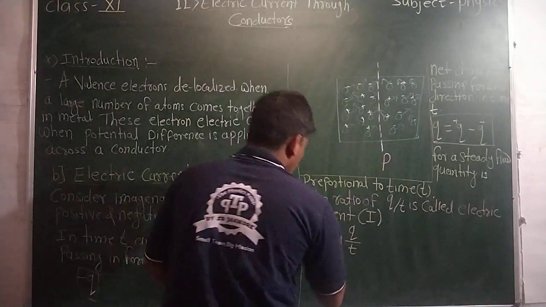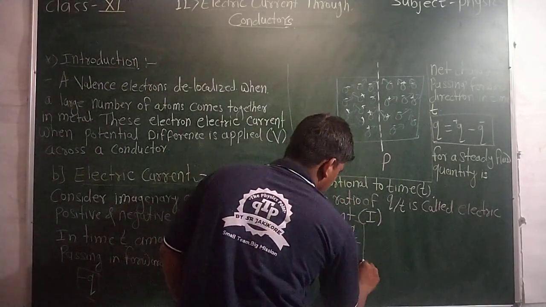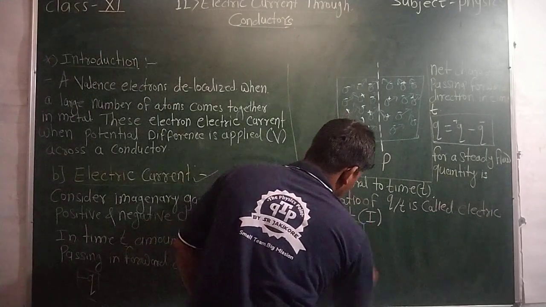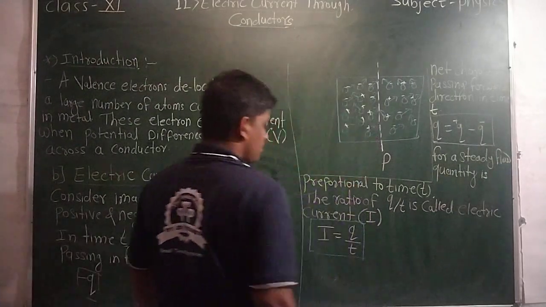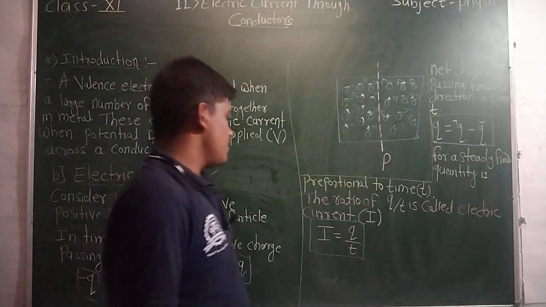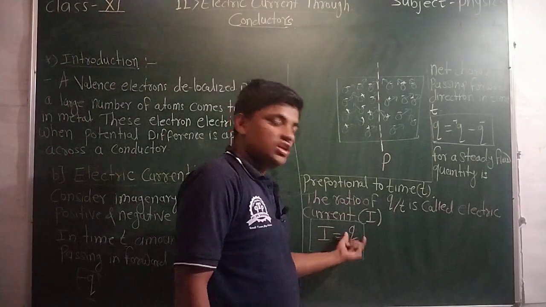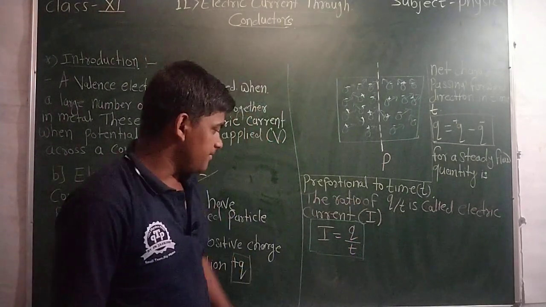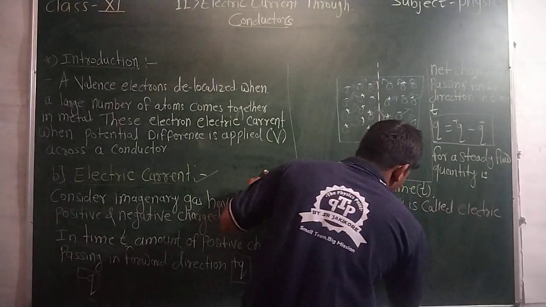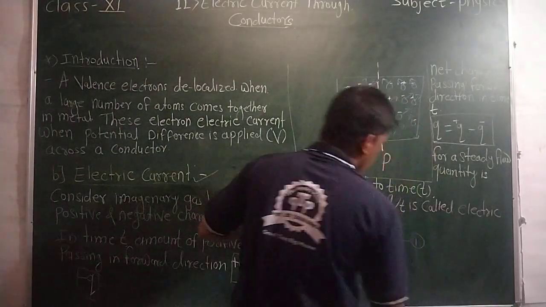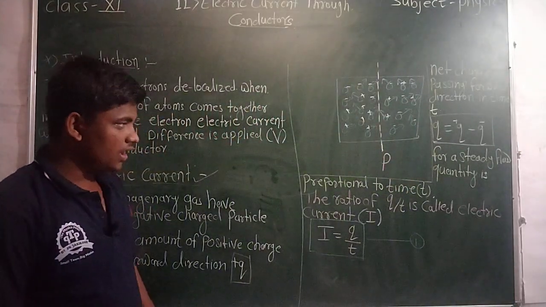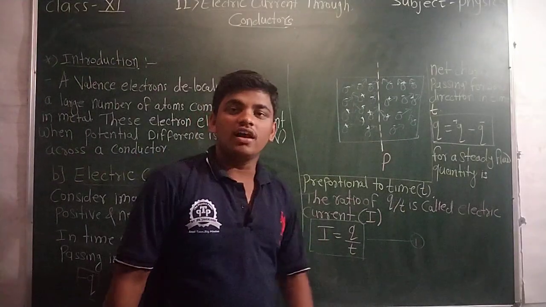This is the equation to calculate the electric current through the conductor with the passing of charge q with respect to time t. This is the important equation. We denote this equation as 1, and this whole is the electric current.